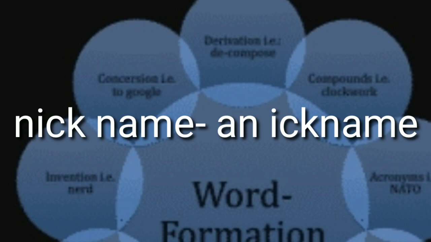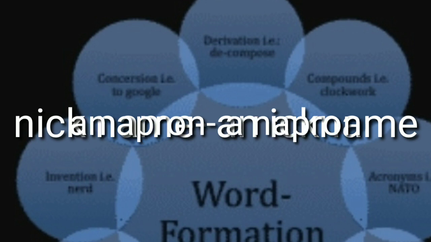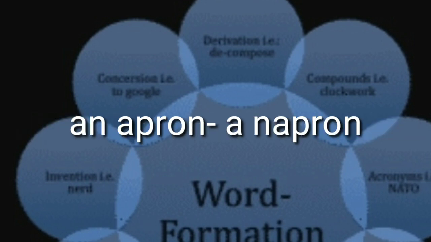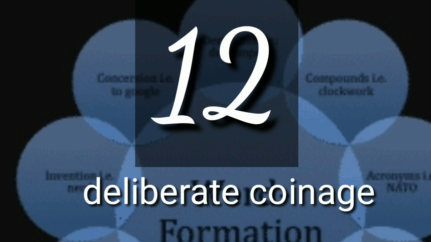For example, nickname, which evolved from "an ick name". It's an Old English "an ick name". And the next word, apron. Apron came from "a napron". Then 12th process, deliberate coinage.